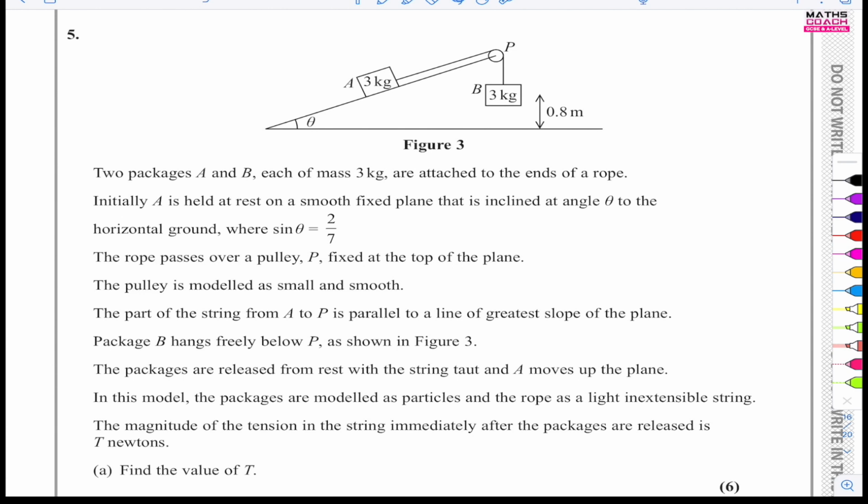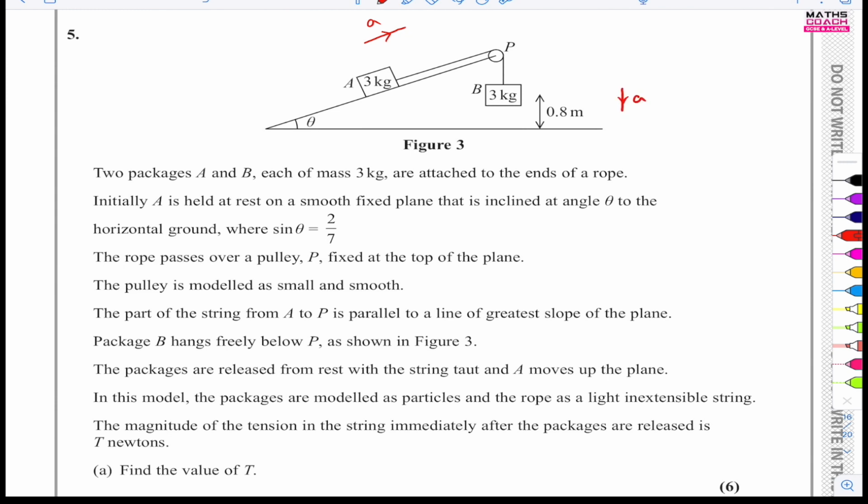The part of the string from A to P is parallel to the greatest slope, which just means it's on the inclined plane, and package B hangs freely below P. The packages are released from rest with the string taut, and A moves up the plane. So I'm going to write that in. The motion of A is up the plane; it's going to accelerate up the plane. At the same time, B will move down with acceleration a.